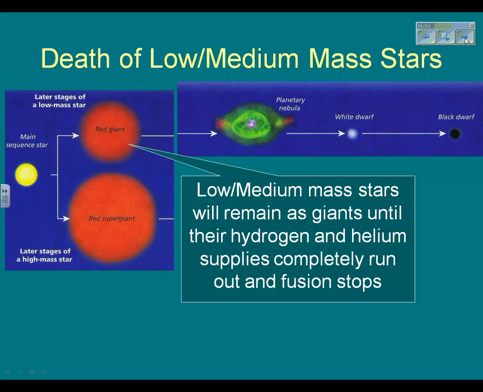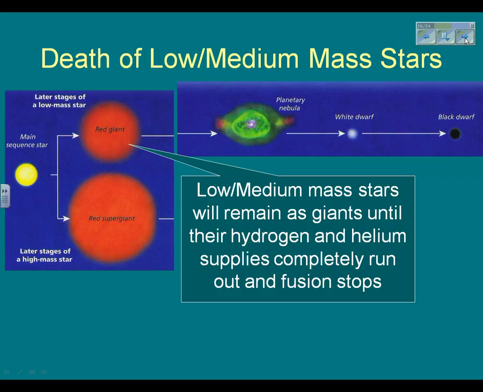Notice here there's a split in this path, right? This is the path that low mass stars take. This is the path of high mass stars. This is our sun right here, in the top row of this picture. So it's going to continue on as a giant as long as there's some things to fuse together. Once the pieces get too big and it can't fuse them together anymore, fusion stops.